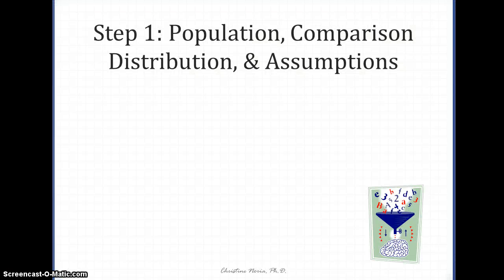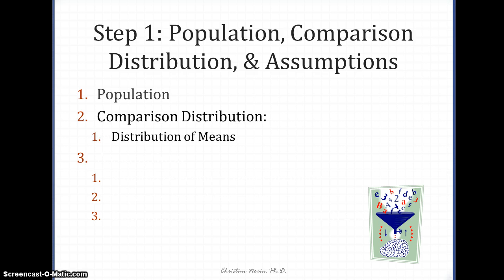Okay. So the very first step is to figure out what the populations are, the comparison distribution, and the assumptions. The population of interest is people in general who have been studied by people like Miller to find their working memory capacities. Our other population is people like statistics students. Our comparison distribution is the distribution of means.